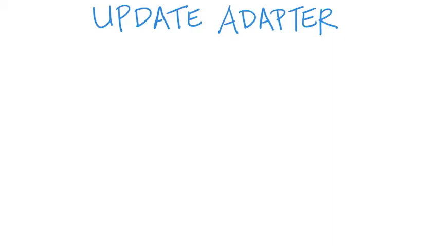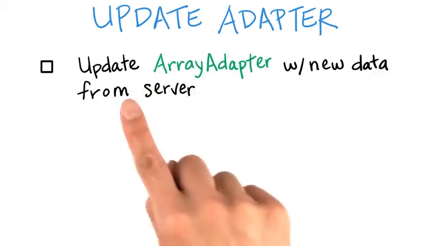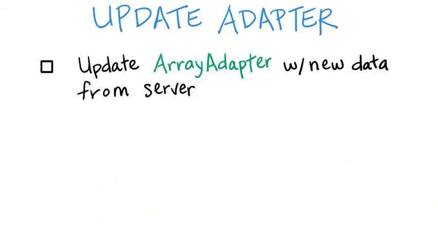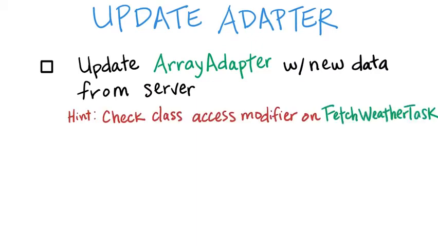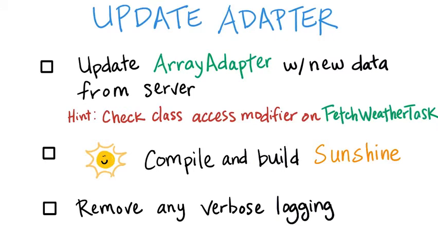So now it's finally time to update the UI. Think back on when we learned about async tasks and how you can pass data back onto the main thread. Then update the array adapter with the new data from the server. As a hint, if you find that you can't access the array adapter, then check the class access modifier on fetchWeather task. Then go ahead and compile and build the app. When you run it and you hit the refresh button, you should be able to see a week's worth of data for your location. Once it's working, you can remove the verbose logging statements so you don't clutter the logs.